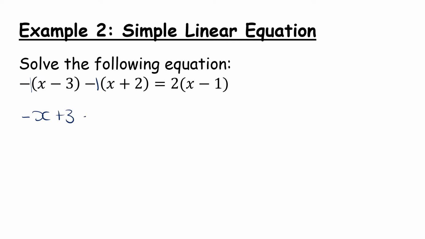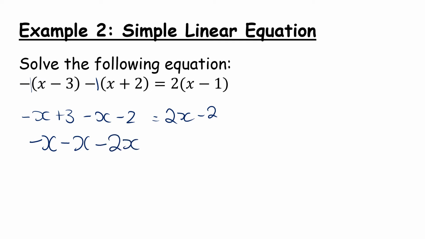Similarly here, we'll have a minus x minus 2 equals 2x minus 2. Just like in the last example, we want to get all the letters on one side and all the numbers on the other. So my minus x will stay, my other minus x will stay, and this 2x will come across, giving me a minus 2x equals. I have a minus 2 that's already there. The plus 3 came across and became minus 3, and the minus 2 came across and became a plus 2.